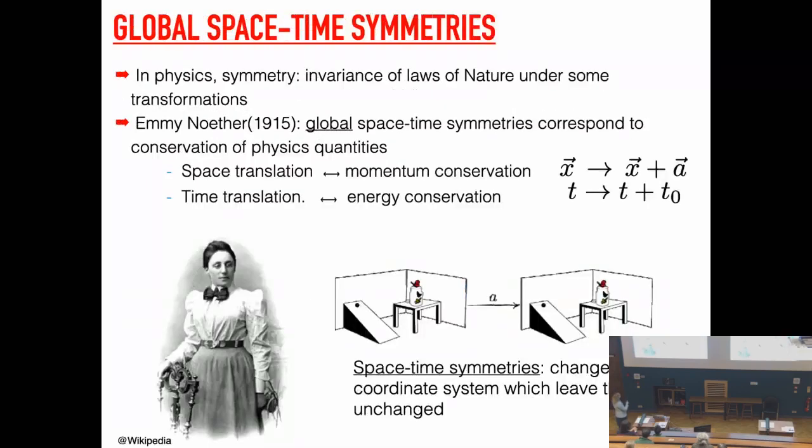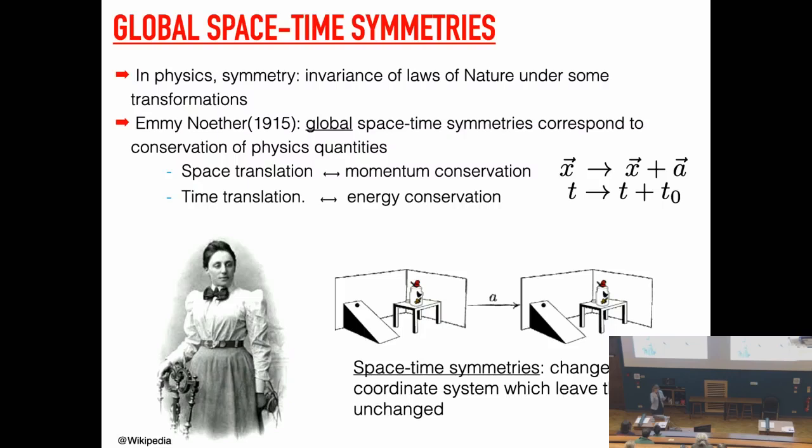Then we have the genius, Emmy Noether, who had this idea of what symmetries in nature are. If we go beyond the idea of just a geometrical idea, the symmetry is an invariance of the laws of nature under some transformation, okay? And it was really the great mathematician Emmy Noether who understood that what we now classify as global space-time symmetry corresponds to the conservation of a physical quantity.